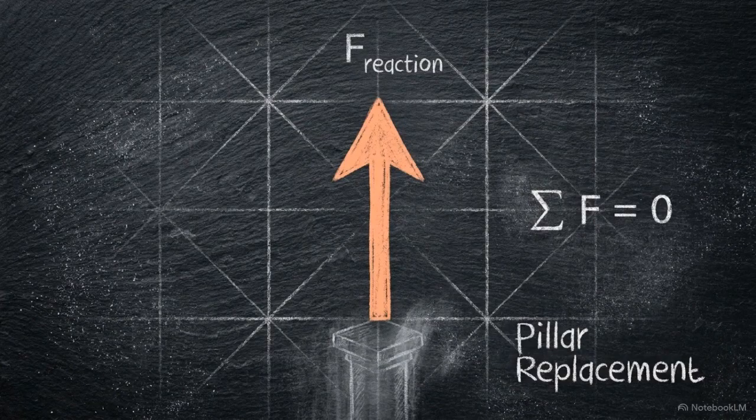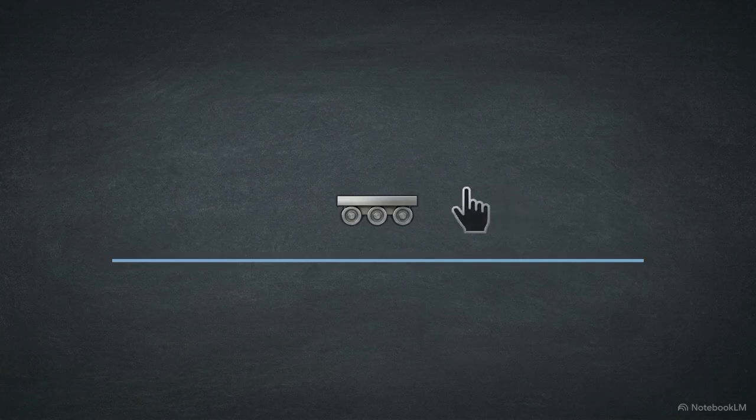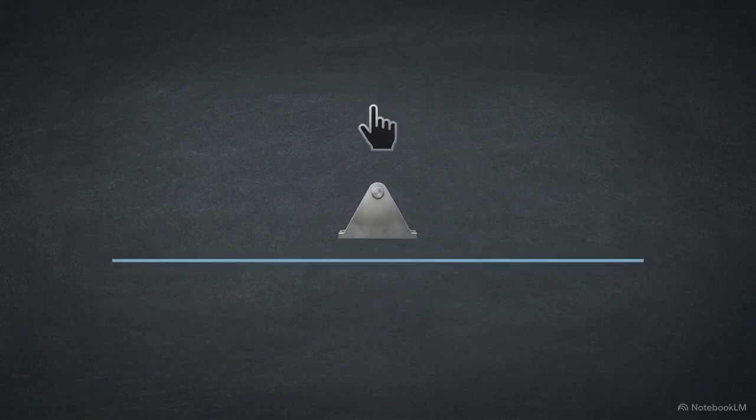Physical supports must be deleted and replaced by equivalent reaction forces. The guiding principle is simple. The specific direction in which a physical support restricts movement is the exact direction of the reaction vector you must draw. Consider a basic roller support. A roller allows an object to slide horizontally, but it prevents the object from moving downward. Translated into algebra, that vertical restriction becomes exactly one unknown vertical variable.